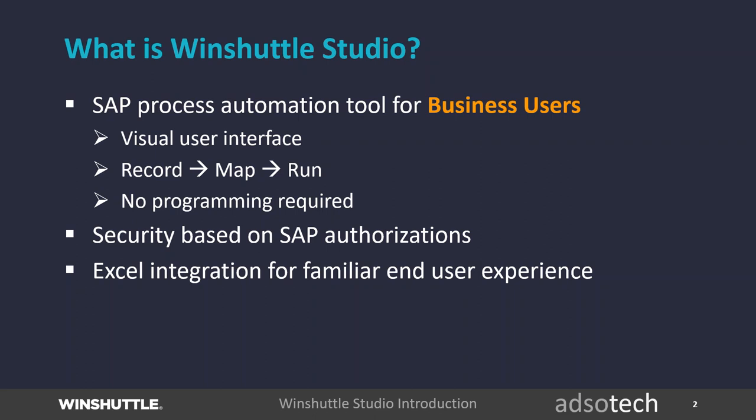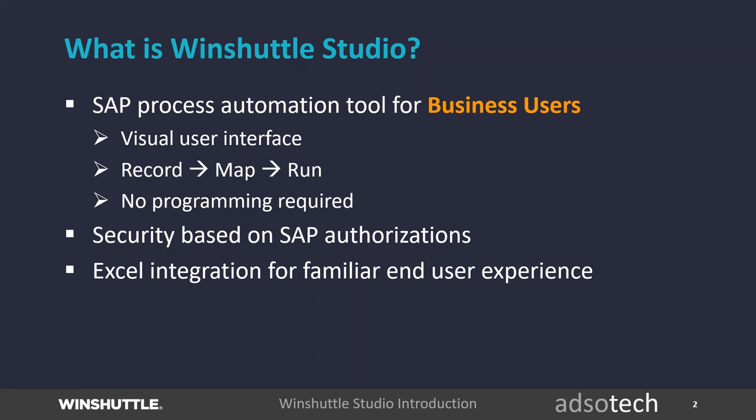Then once the recording is complete, Winshuttle will automatically build an automation script based on that recording. And then all you will need to do is create an Excel template, which we call the map phase, where we are basically mapping Excel columns to SAP fields, which in its simplest form is just a matter of dragging and dropping fields. And then all that's left to do is start running the script with some test data first to see that the script is working and verify that the script is doing what you would want it to do. So there's really no programming required when you are developing these scripts.